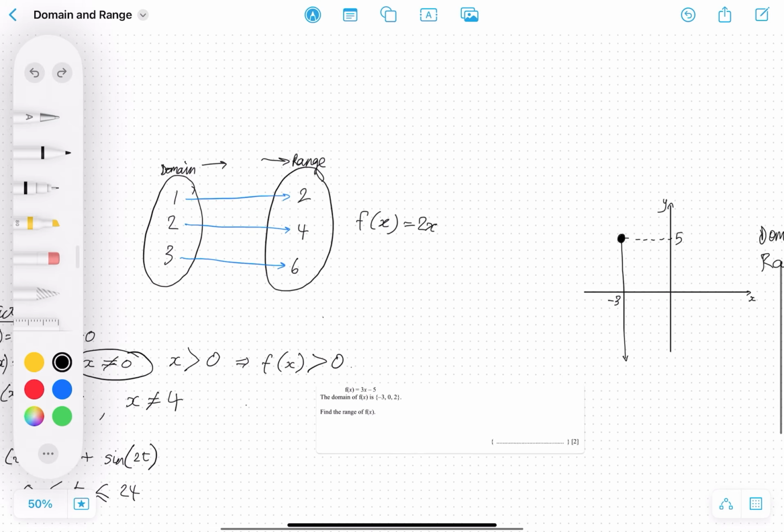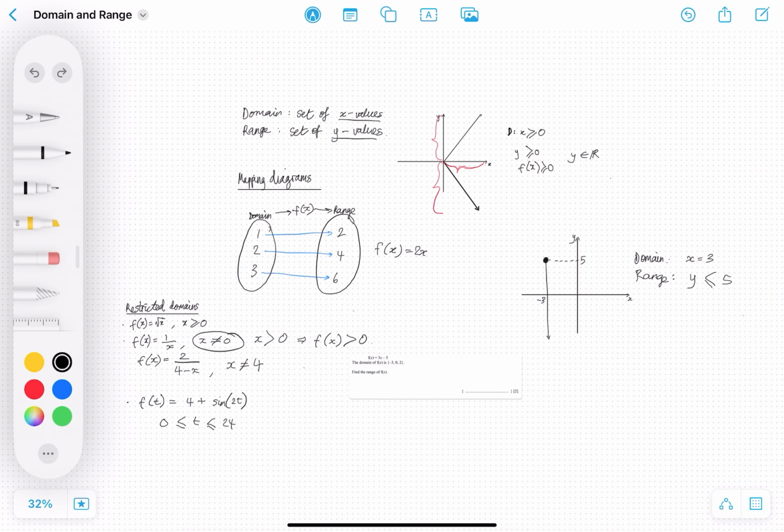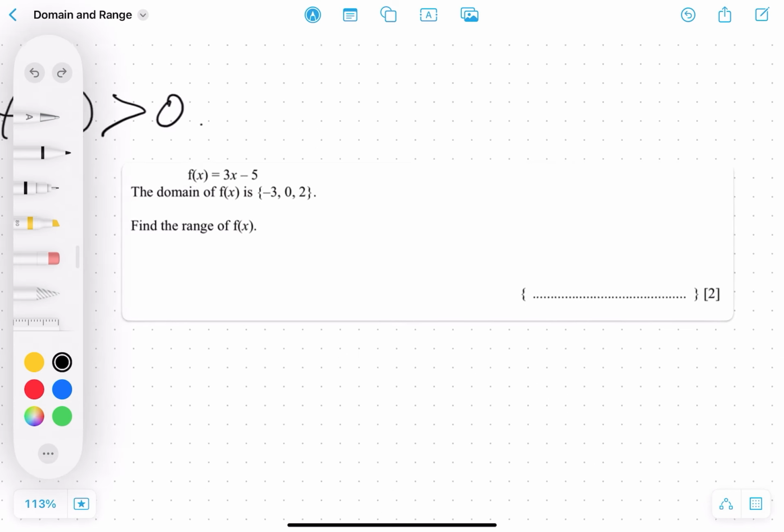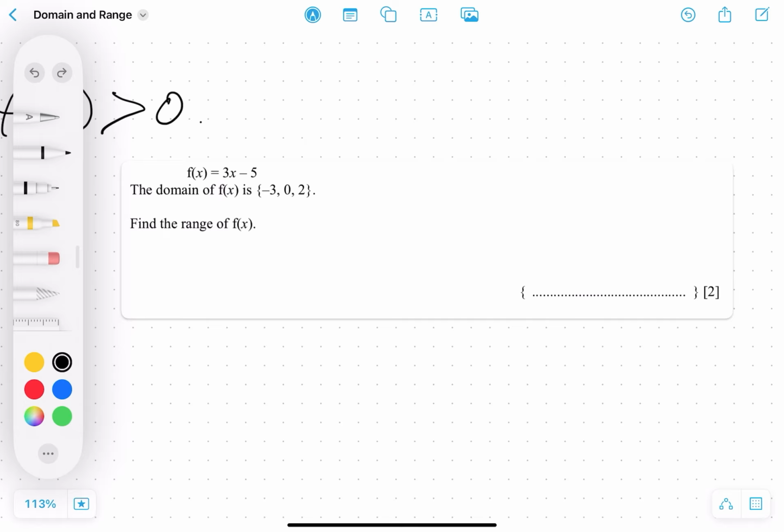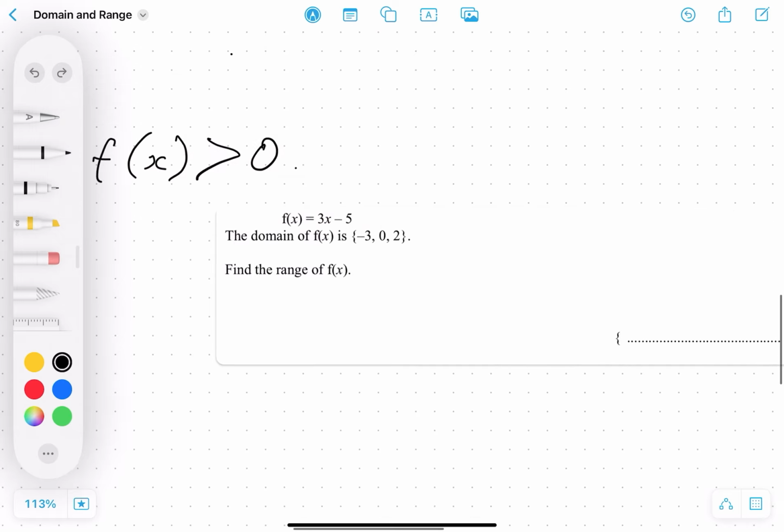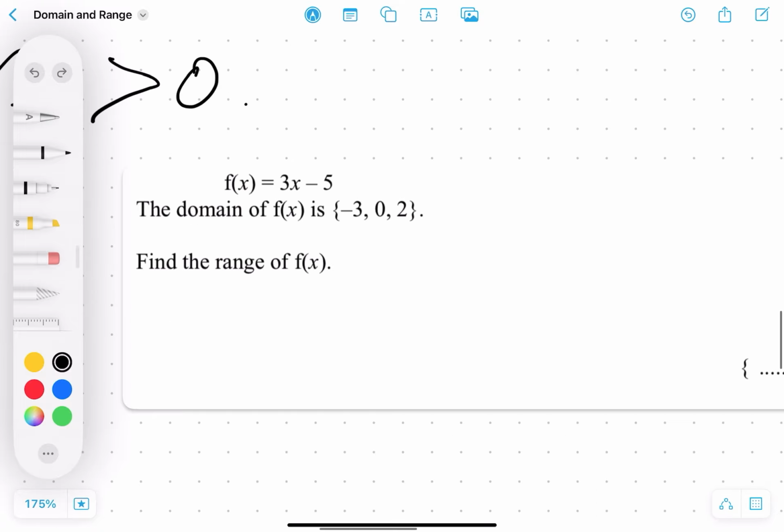Okay, so now that's all the theory you need to know for the course, the new syllabus change. So now if we go to a past paper question, which I've extracted from a specimen paper, we're given that the domain of f of x is limited to these 3 values. So the function only exists for these 3 x values. So they're asked to find the range of f of x.